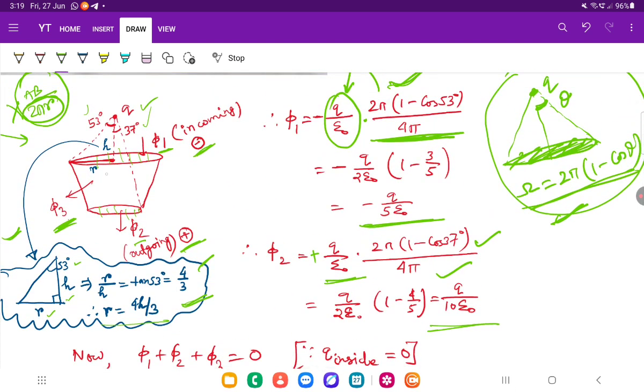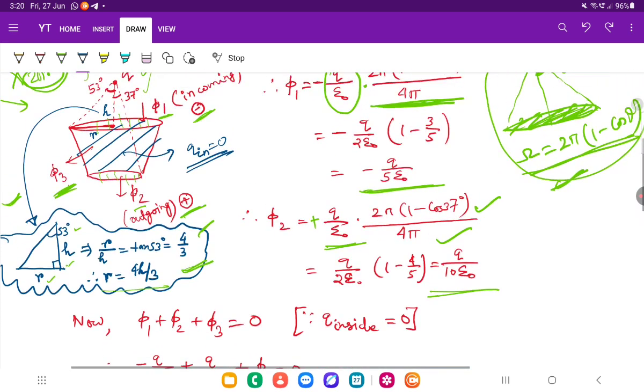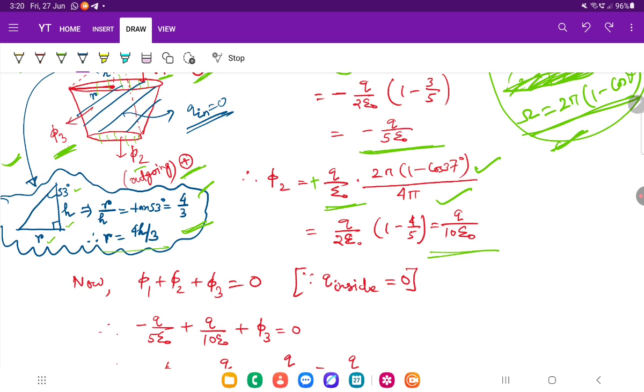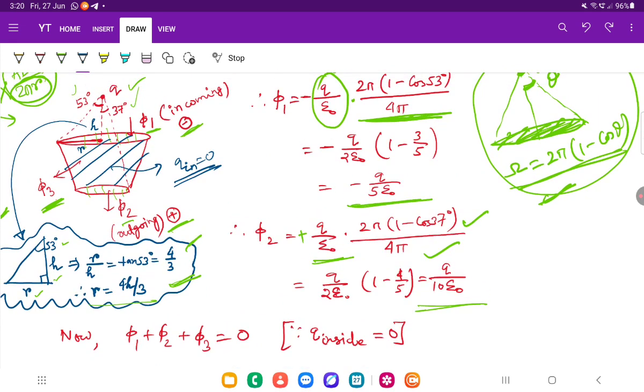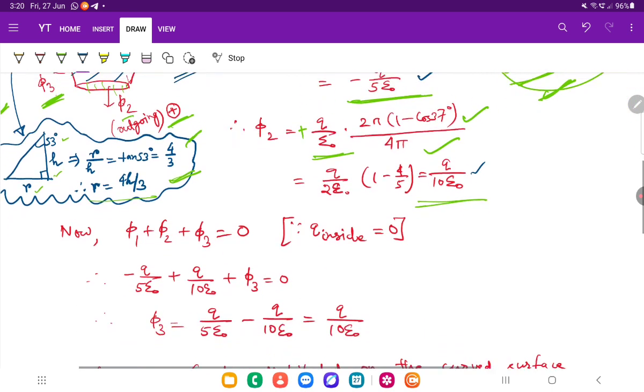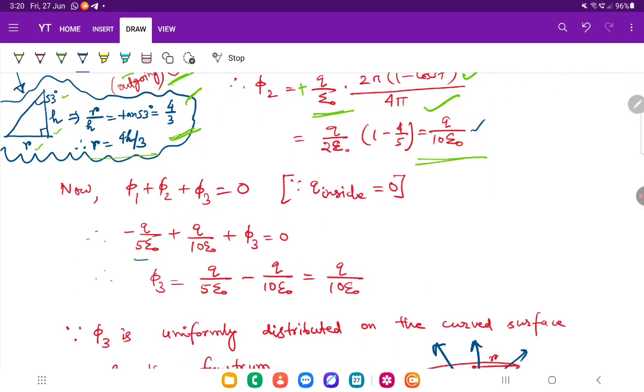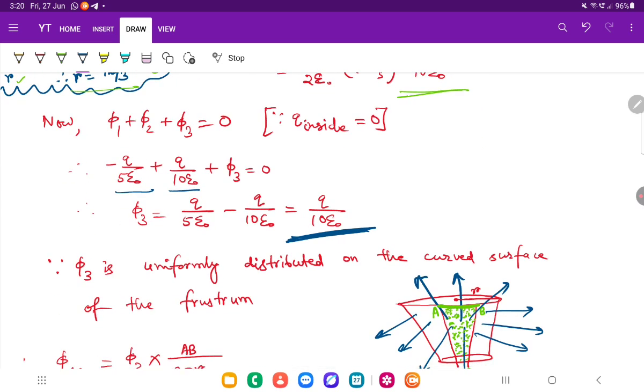Now this whole frustum is not containing any charge inside, right? Q inside is 0. The charge is placed outside this frustum. So obviously the net flux through this frustum will be 0. So we can claim that phi 1 plus phi 2 plus phi 3 will be equal to 0. Phi 1 and phi 2 we have already calculated: phi 1 is minus q upon 5 epsilon naught, and phi 2 is q upon 10 epsilon naught. So I have put these values here and calculated phi 3 as q upon 10 epsilon naught. So half of the solution is done.